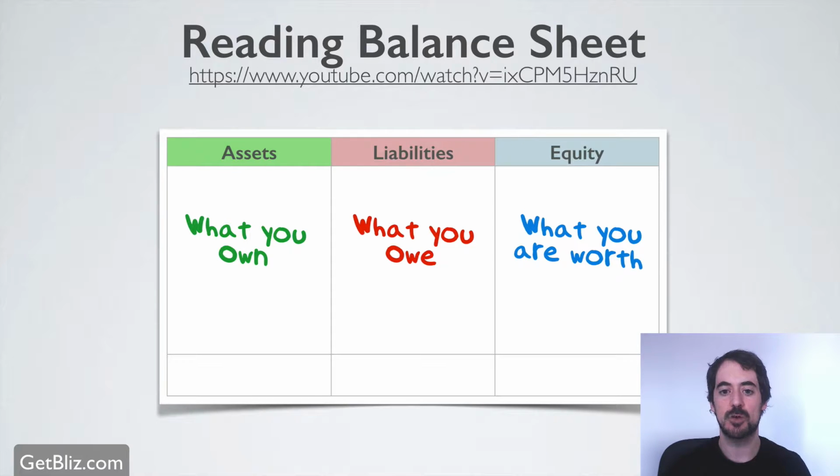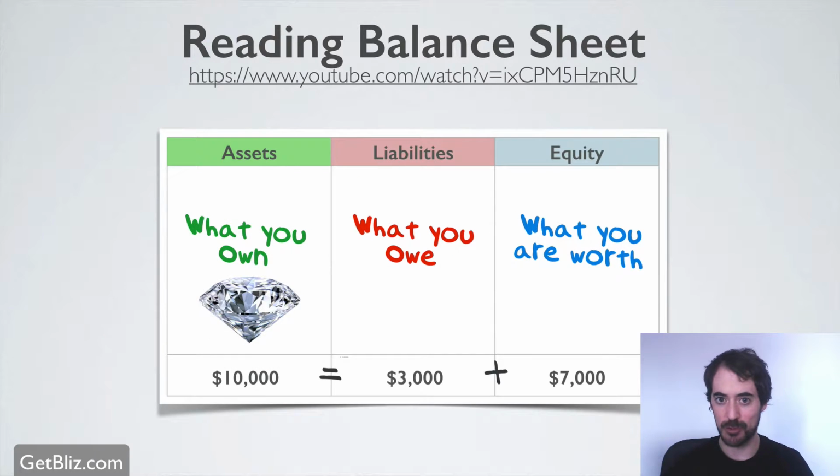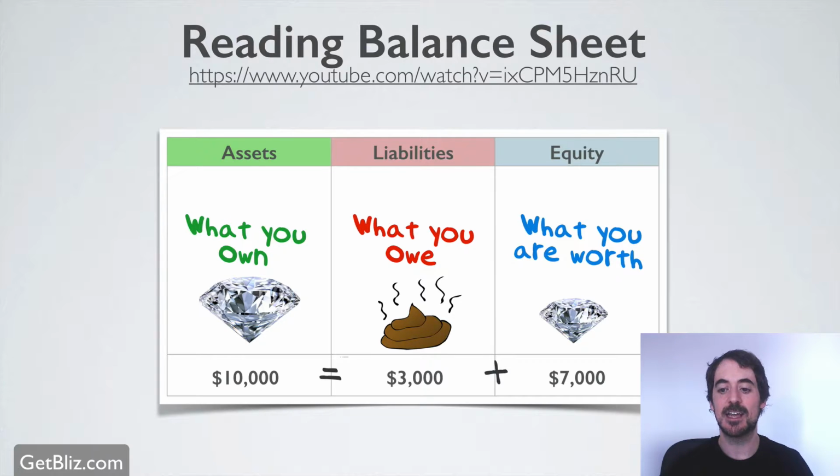All right, so according to the equation that has to balance out, it says, let's say that you own $10,000, that you owe $3,000. Therefore, your equity is 7,000 bucks. So you could say equity is equal to assets minus liabilities, or you could say assets is equal to liabilities plus equity. There we go. Now, assets is good for you, what you own. What you owe is not good. Equity is what you're really worth.